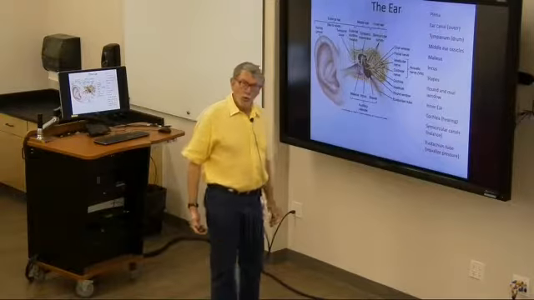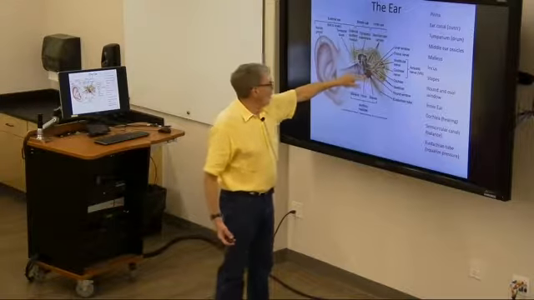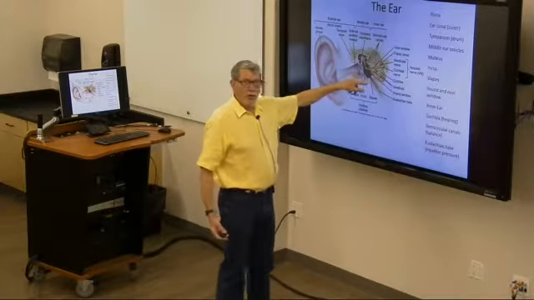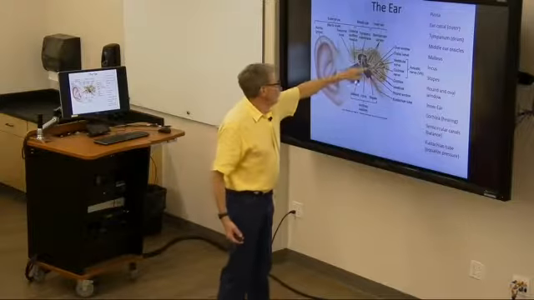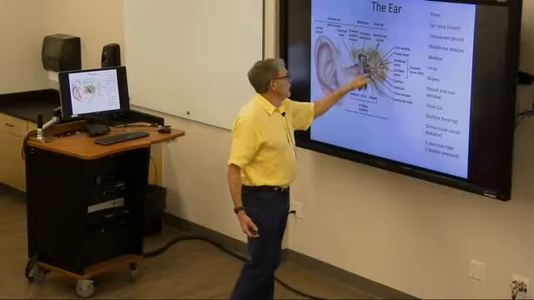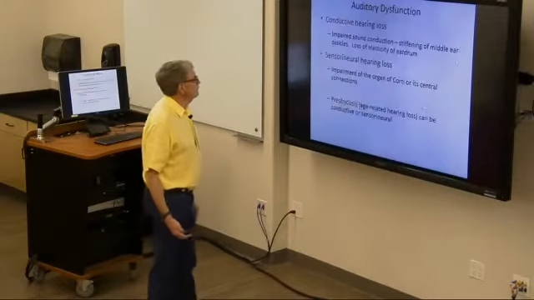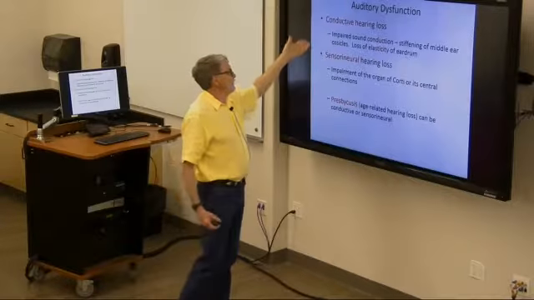Sensory neural hearing loss means this stuff doesn't work. The cochlea, the hairs in here have deteriorated, the nerve is deteriorated, something's wrong here. So this is all working, but you can't process it properly. Conductive, sensory neural.